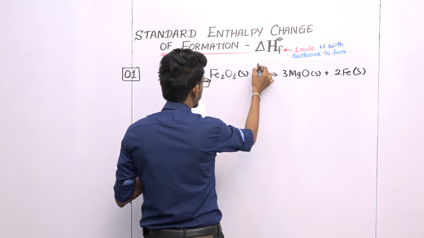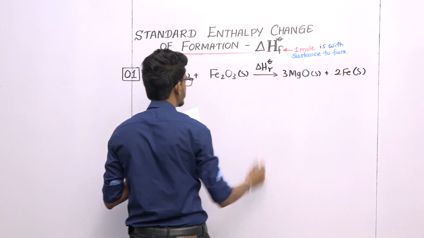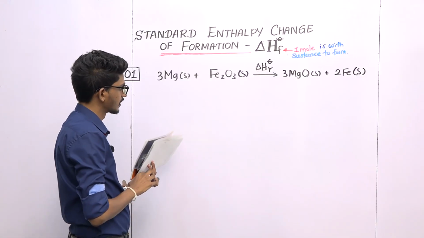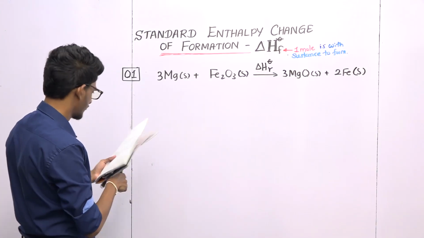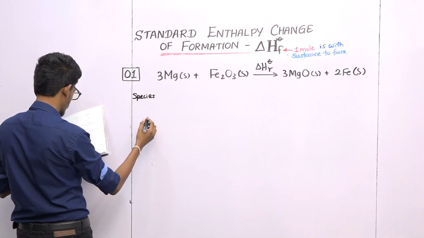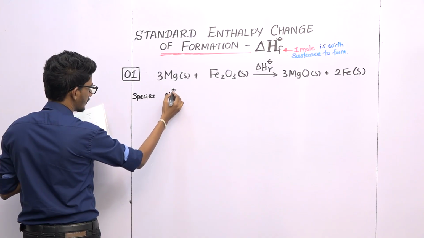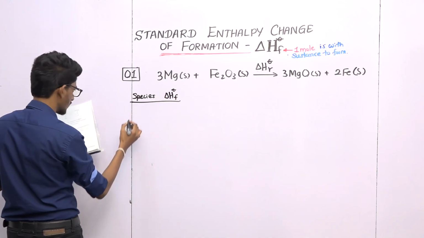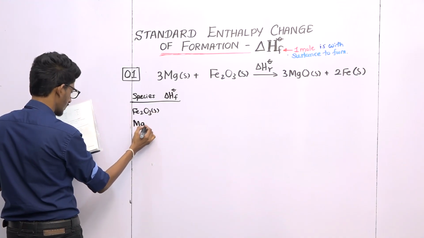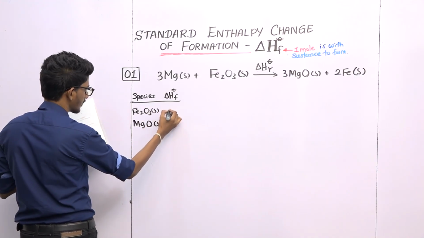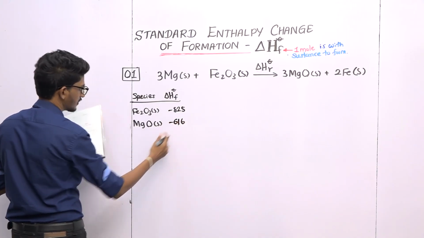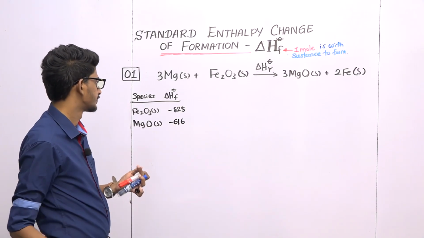So delta H R is the one to calculate here. Let's do this one. Some values are also given: the delta H naught F values for Fe2O3 solid as well as for magnesium oxide solid. This is minus 825, and this is minus 616. Let's solve for this one.